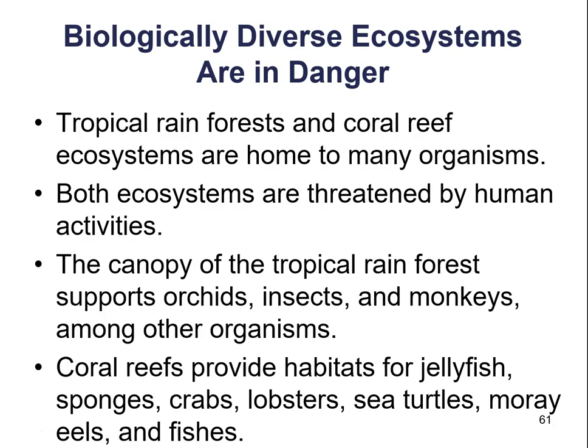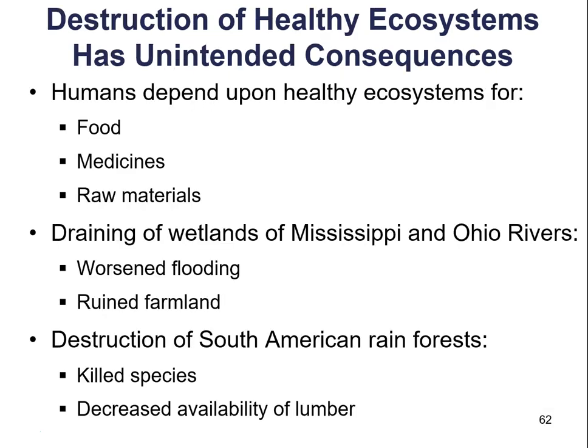And so if these tropical rainforests go away, we're going to lose the ability to extract medicines like that, okay? And again, in terms of diversity of animal life, there's a ton of it as well. All right, so we talked about coral reefs. Again, it says to provide habitats for jellyfish, sponges, crabs, lobsters, right? A whole bunch of different types of aquatic life.